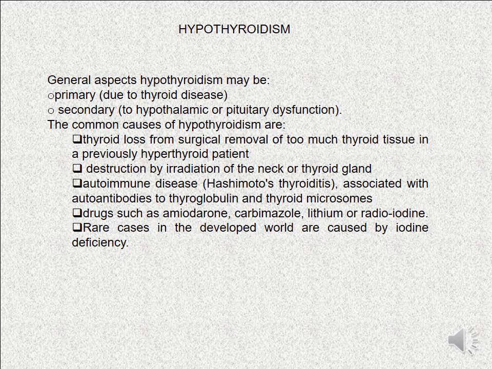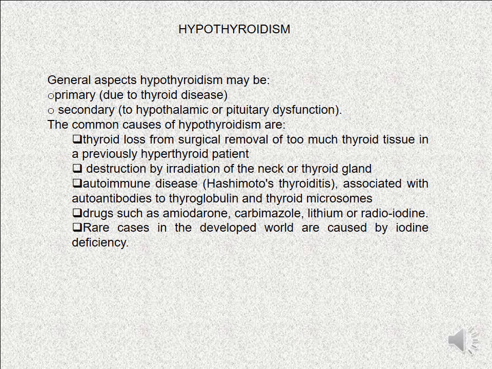The opposite to hyperthyroidism, we have discussed with you, is hypothyroidism. Hypothyroidism has two etiological categories, either primary or secondary. The primary is due to thyroid disease, where the thyroid gland itself has the causes, and we have other causes for hypothyroidism that are secondary to hypothalamic or pituitary dysfunction.